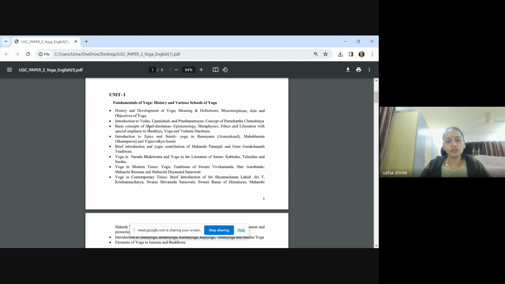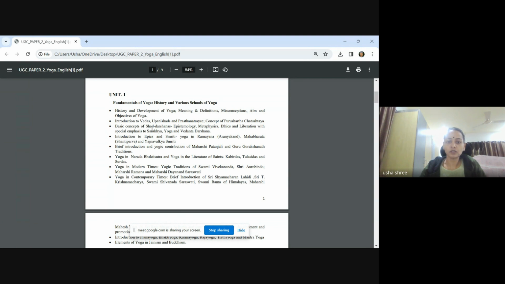Then we have introduction to Vedas, Upanishads, Prasthanatrayi. So you will learn all of these. Prasthanatrayi includes the 3 important texts, the Bhagavad Gita, Upanishads, and the Brahma Sutras. And also the concept of Purushartha Chatustaya, which includes Dharma, Artha, Kama, and Moksha. So that is part of the second topic.